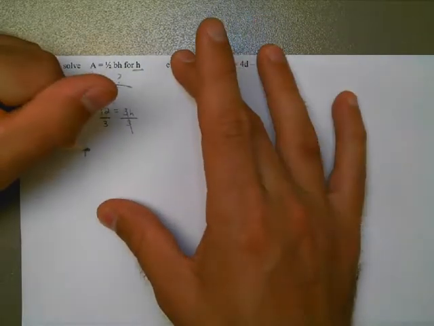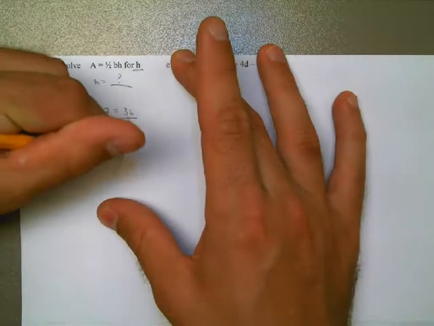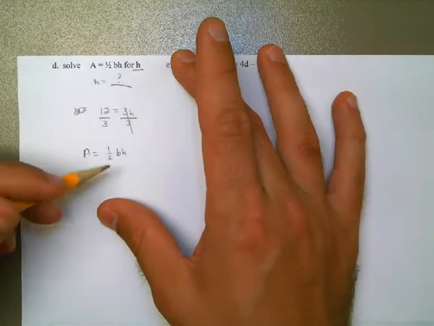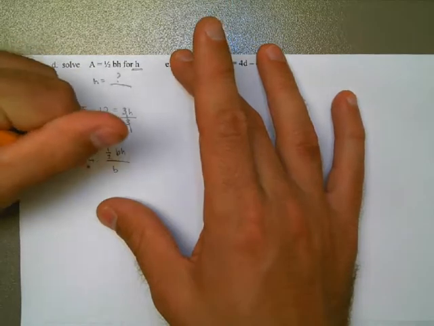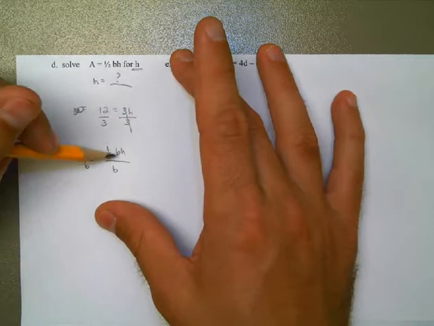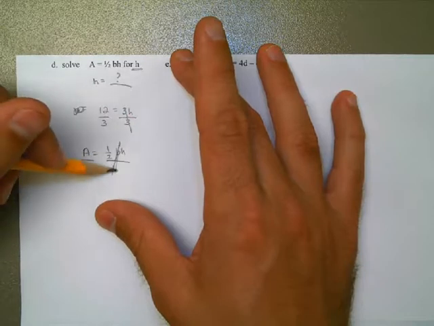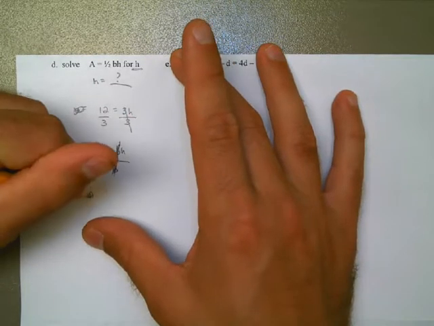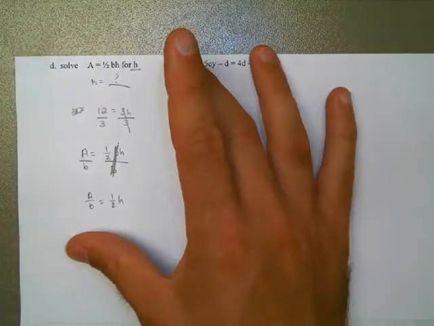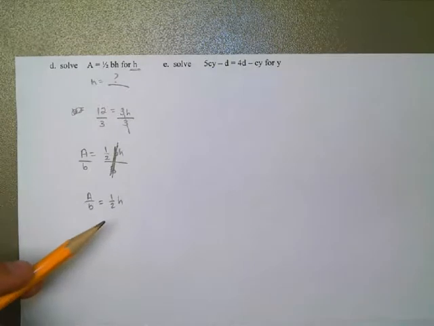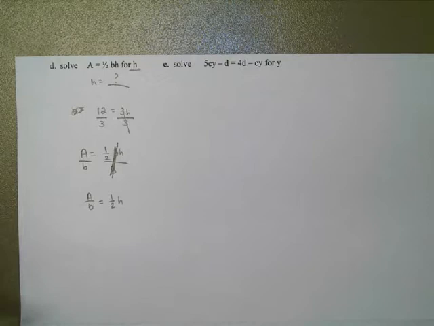If area was equal to 1/2 base times the height, then the first thing maybe that I want to do is divide both sides by the base. If I do that, I notice base divided by base goes away, and I end up with area over the base is equal to 1/2 of the height. Now I'm getting close. That's 1/2 of the height, but it's not the full height. So what I need to do then is get rid of the 1/2.